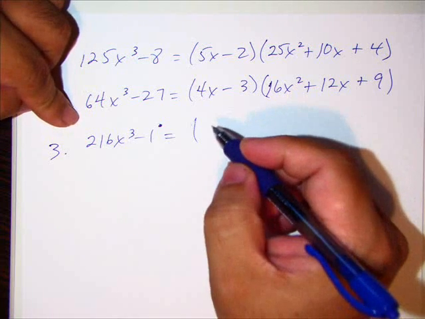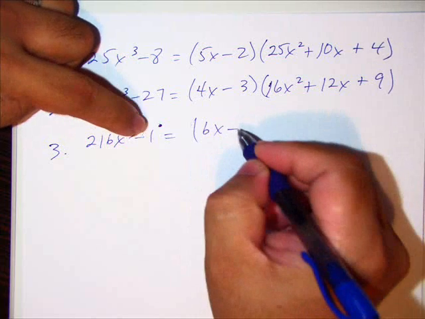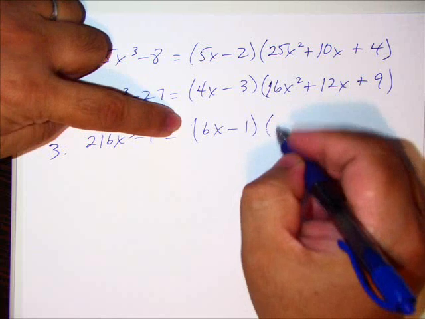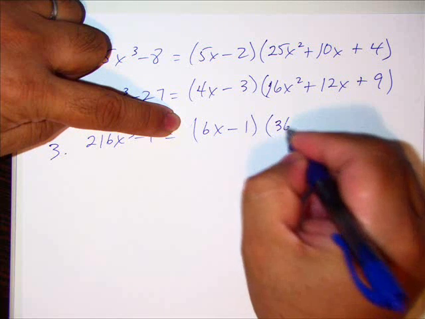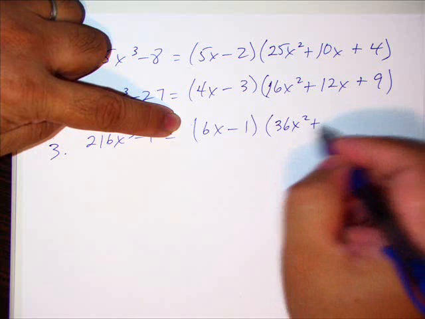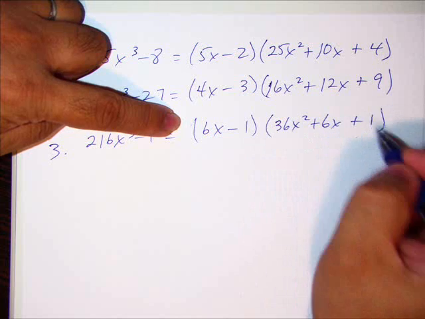What's cube root of 216? Ugh. 6. Keep the sign. Cube root of 1 is 1. Square 6x. 36x squared. Multiply the 2. Change the sign. 6x. Square the second term. 1.